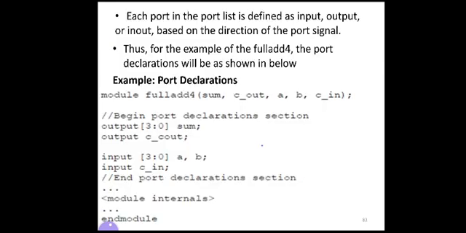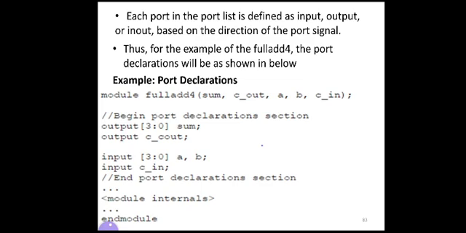Each port in the list is defined as input, output or inout based on the direction of the port signal. For full add 4, if a signal is coming into full add 4, it is going to be an input. If full add 4 itself is producing some result and passing it to the outside environment, then it will be an output. Based on the direction, the ports are defined. Thus, for the example of the full adder, the port declaration will be as shown below.